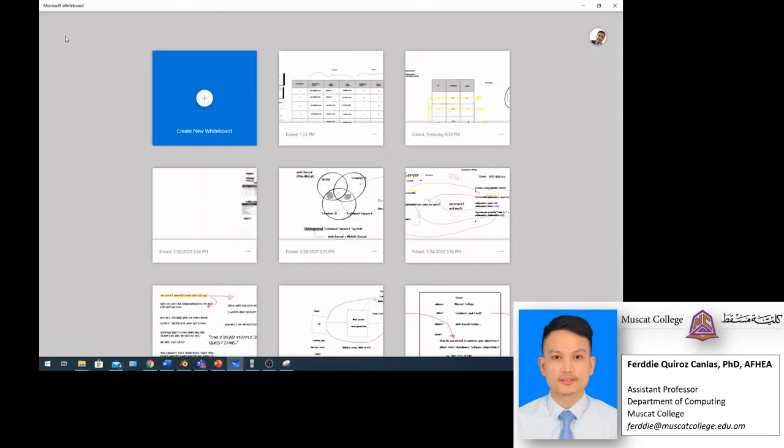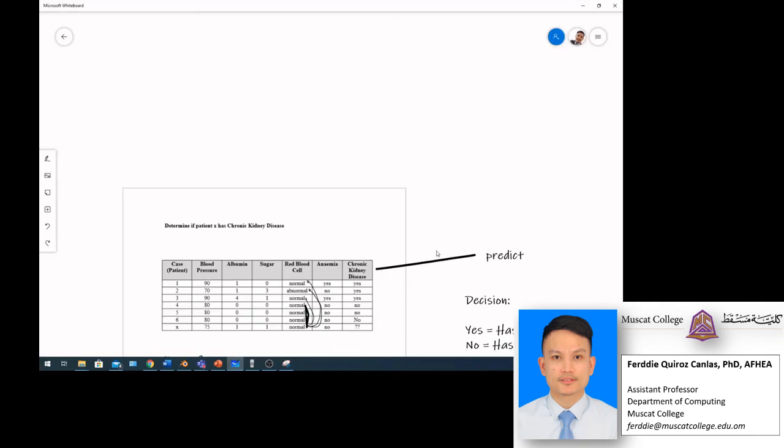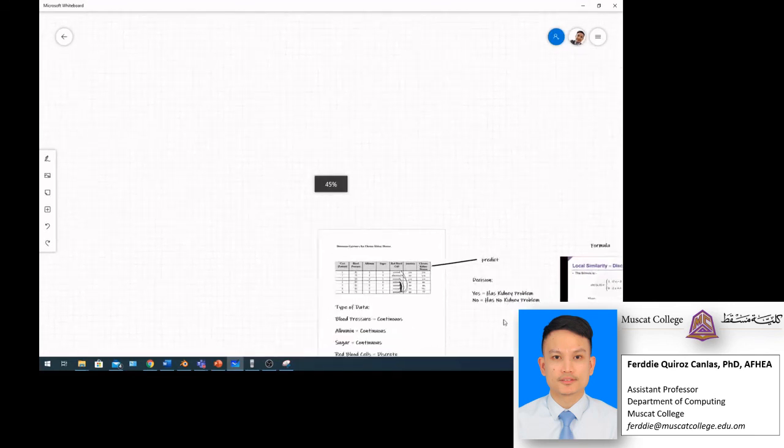But in our example here, we don't have to include them.